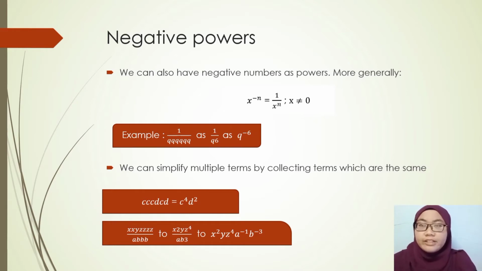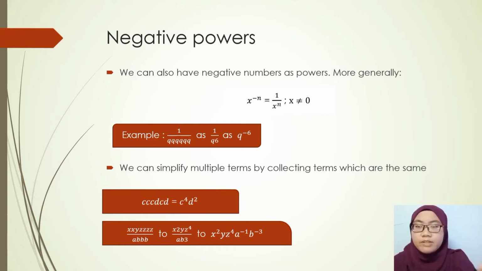Moving on to negative powers, we can also have negative numbers as powers. For example, 2 to the power of negative 1 equals 1 over 2. More generally, we can say x to the power of negative n equals 1 over x to the power of n, as long as x is not equal to 0. As we can see in the example, 1 over q^6 is the same as q to the power of negative 6.